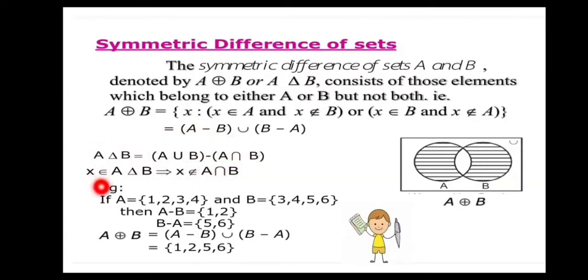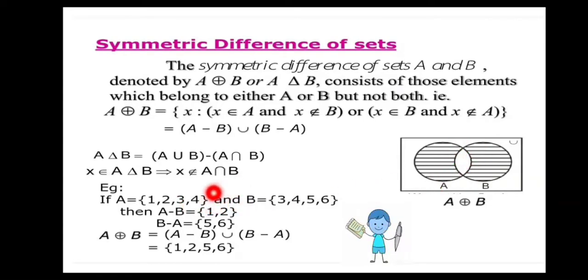The next one: x belongs to A symmetric difference B means x does not belong to A intersection B. So in the symmetric difference, we leave out the common elements belonging to both A and B.